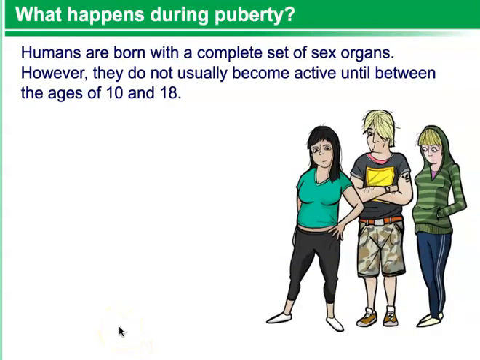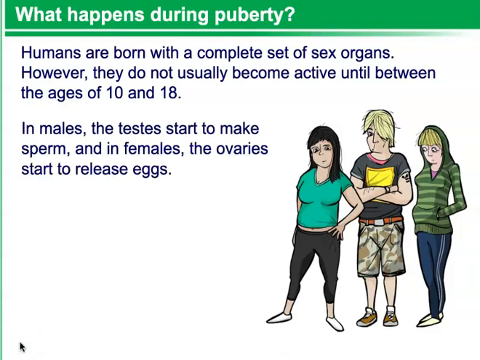What happens during puberty? Humans are born with a complete set of chromosomes, totaling 46. 23 of those chromosomes come from mom, and 23 of those chromosomes come from dad. We are also born with a complete set of sex organs. Typically, those organs do not become active until between the ages of 10 and 18. This period of time we know as adolescence or puberty.